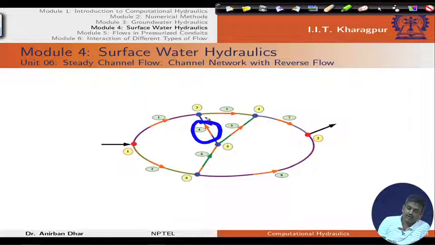You can see that we have got answers in terms of negative values. That means the flow direction is just opposite to the assumed flow direction. So, channel network with reverse flow we have solved.